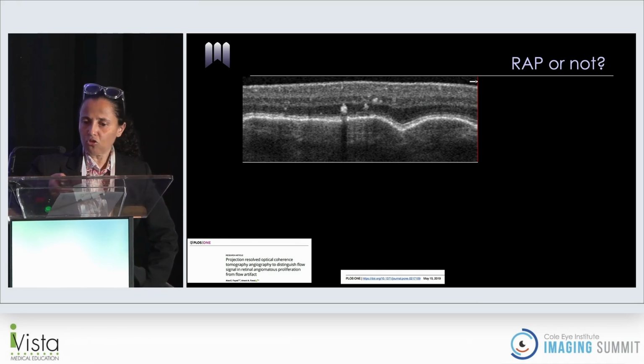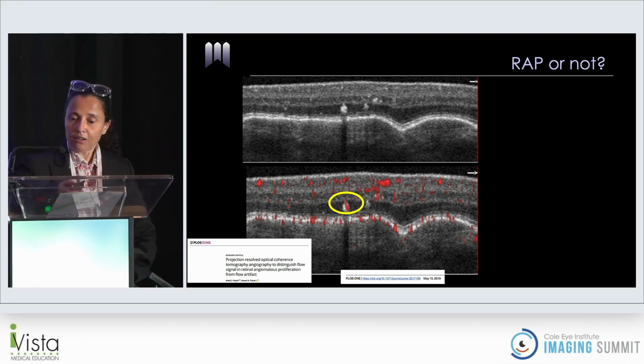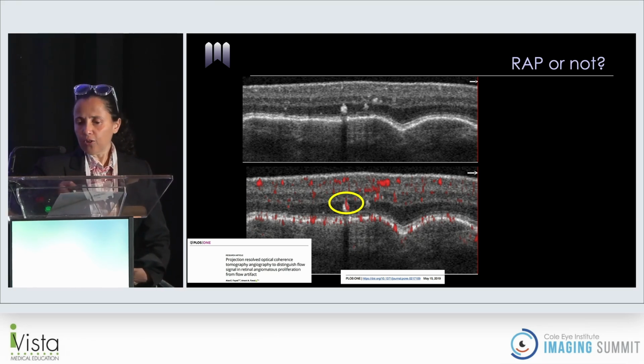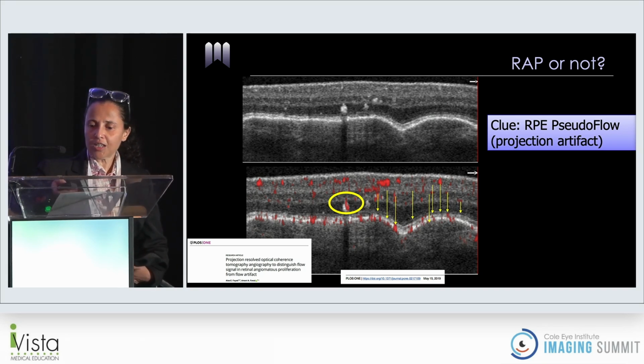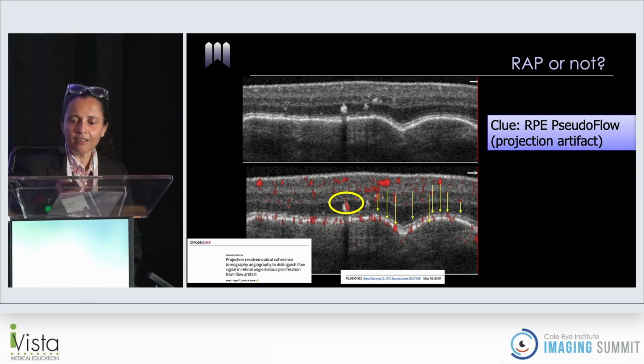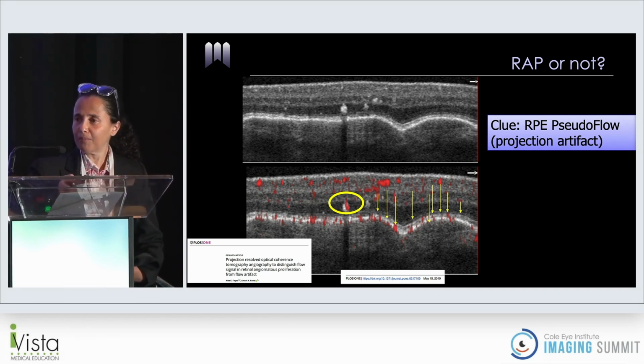So here's another example that's a little more tricky. You have a large drusenoid PED, and then there's this lesion there that has flow. So is this a RAP lesion? There's no fluid there, there's no intraretinal leakage or anything, but the clue here is in the RPE. As you can see there, there's like a million flow signals on the RPE. And these are all projection artifacts from the blood vessels above them.